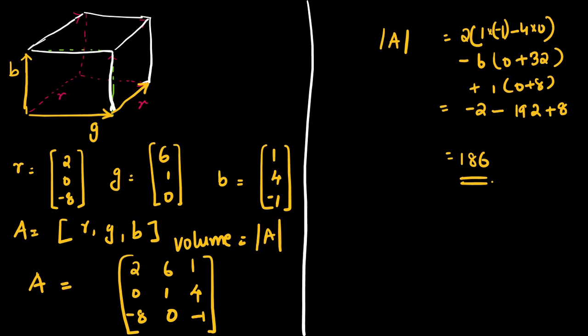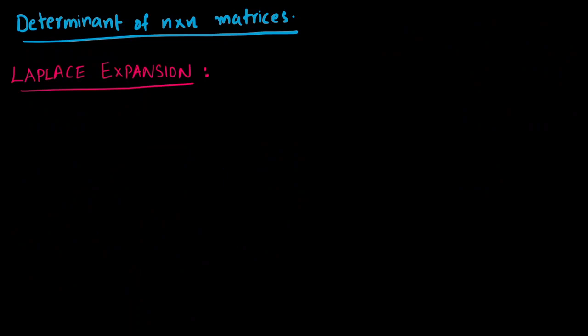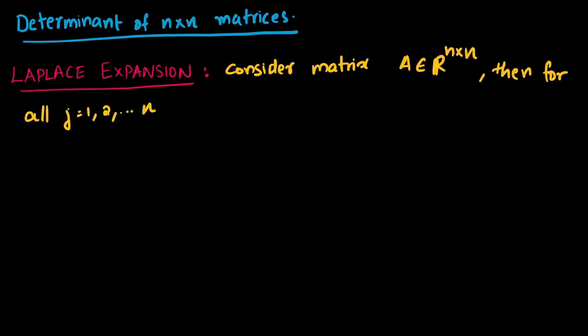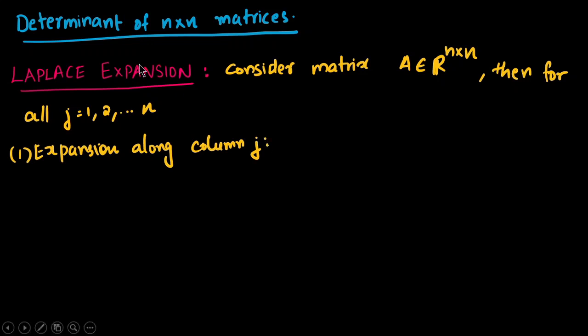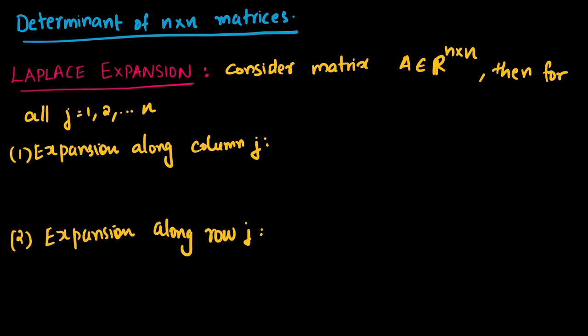Okay, so that is actually representing the volume. Then, for the determinant of n by n matrices, we can use the Laplace expansion. Consider the matrix A belongs to R^(n by n). Then for all j equal to 1 to n, the expansion along column j is one method to find the determinant, or we can do the expansion along the rows.